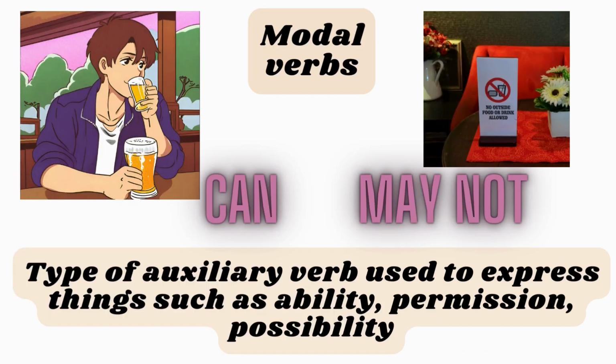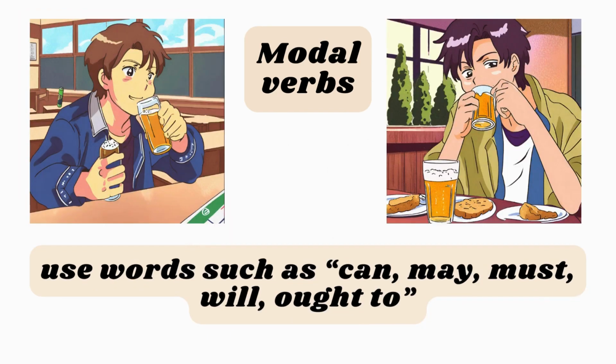Then we also get what are called modal verbs, things that we can do. For example, we are able to drink beer, but we may not drink beer in certain places. So the words can or may not, these are modal verbs, and modal verbs are a type of auxiliary verb used to express things such as ability, can, permission, may, possibility, could. A modal verb typically will use words such as can, may, must, will, and ought to.